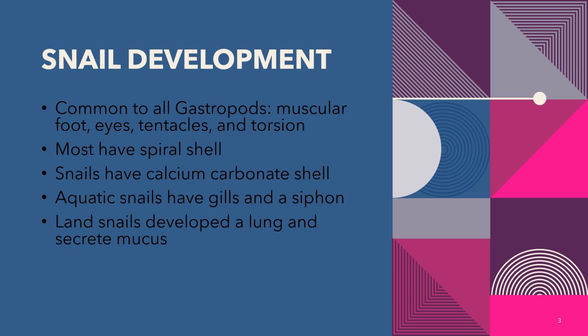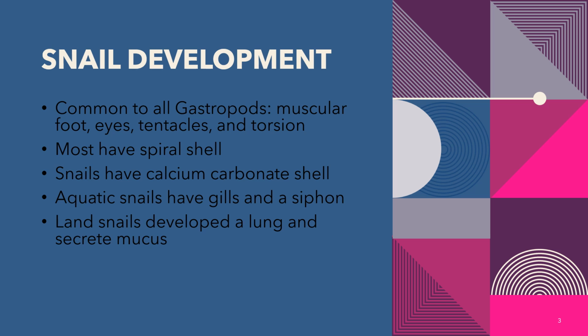And then torsion. Torsion is a body plan where all the organs, the mantle cavity, the gills, and the anus, all point forwards in the snail or slug. Most gastropods have a spiral shell, and the ones that lost said shell are slugs. The shell is typically made out of calcium carbonate.